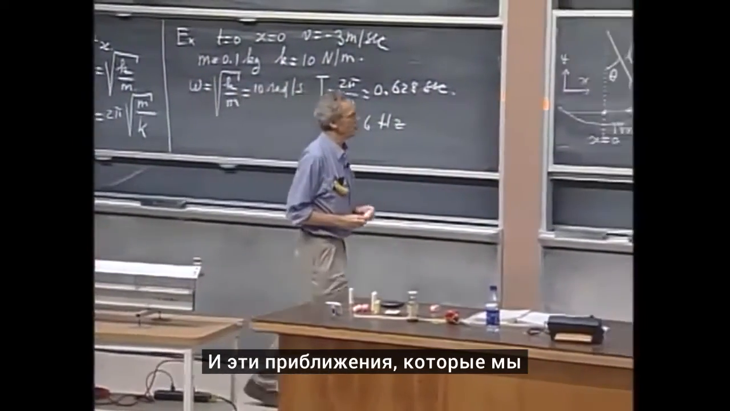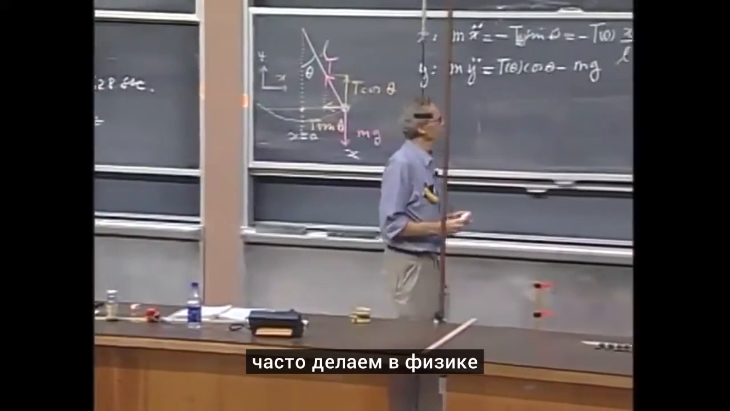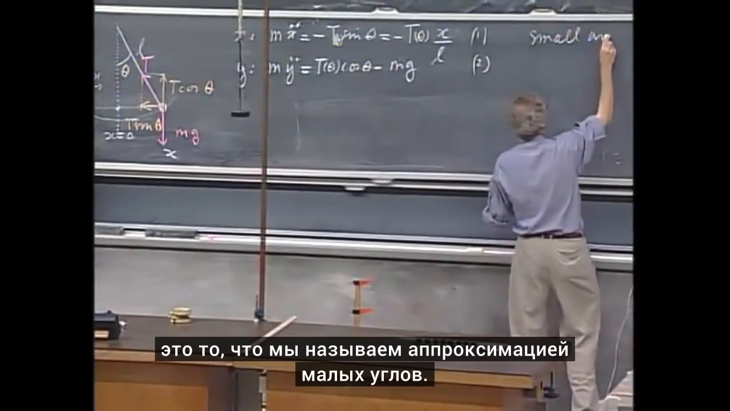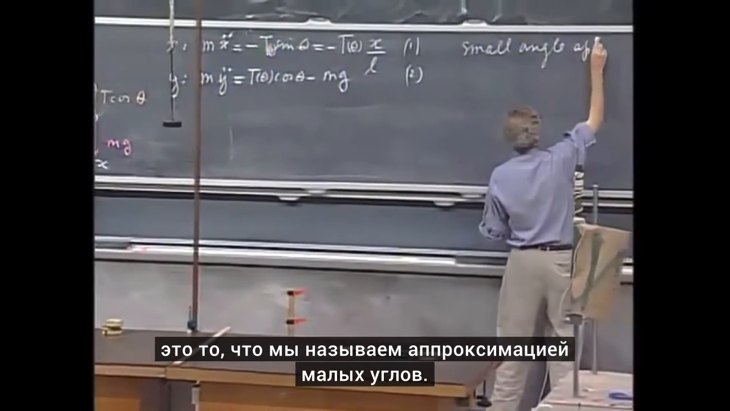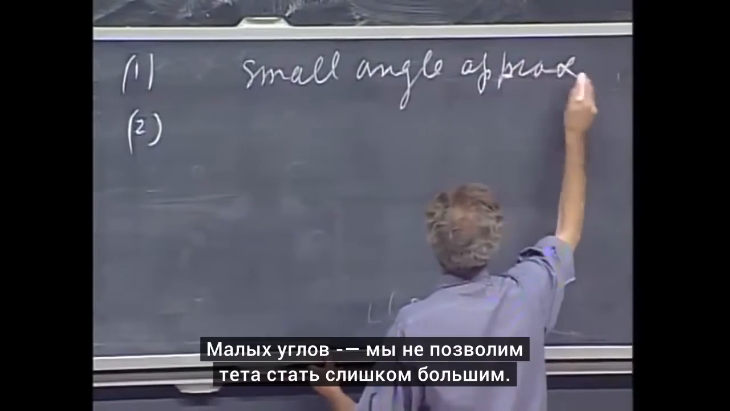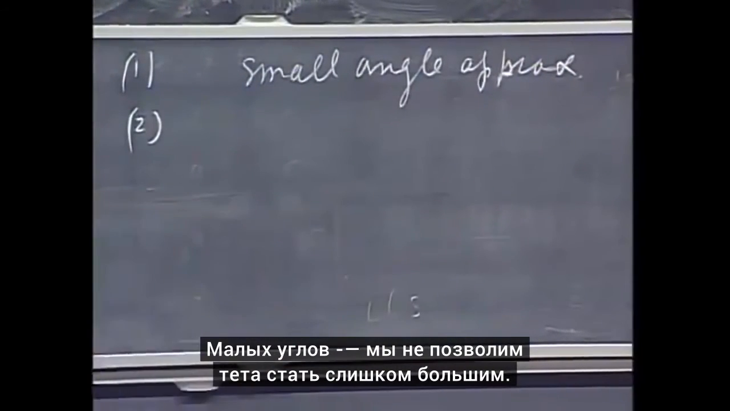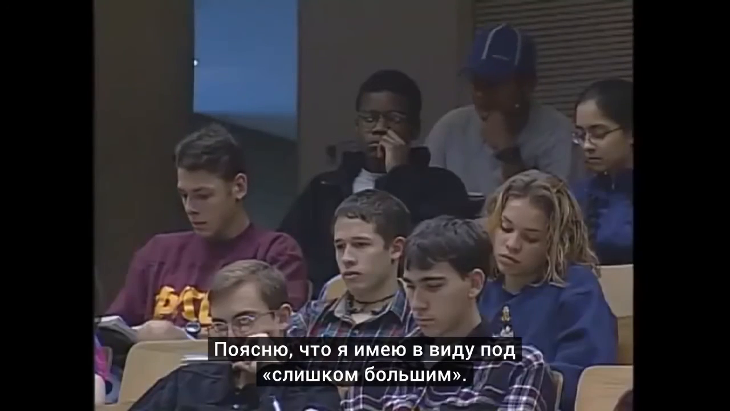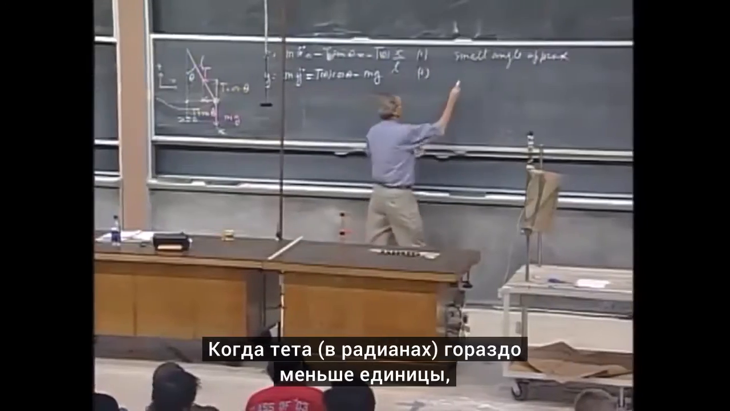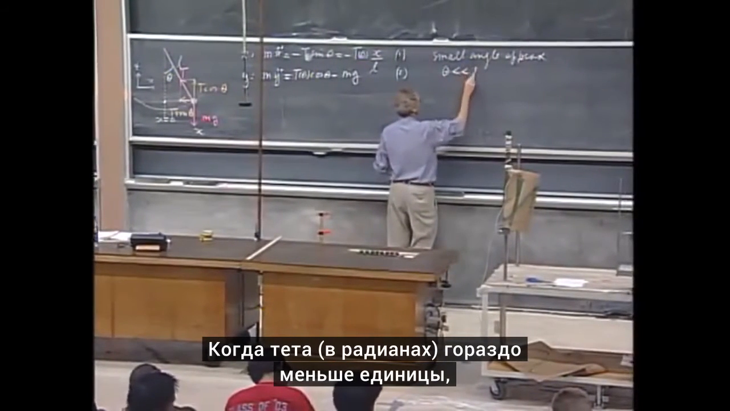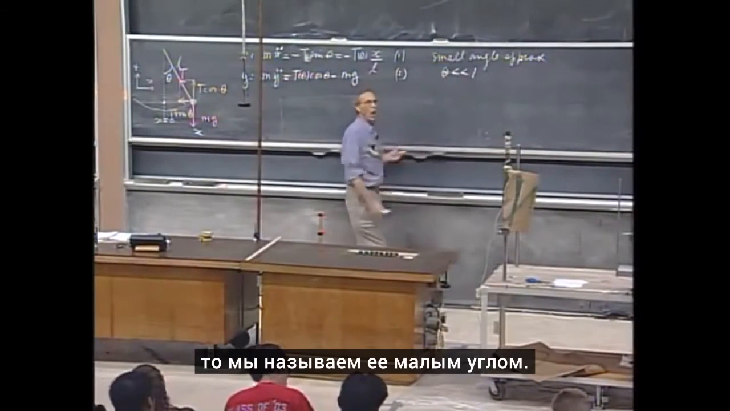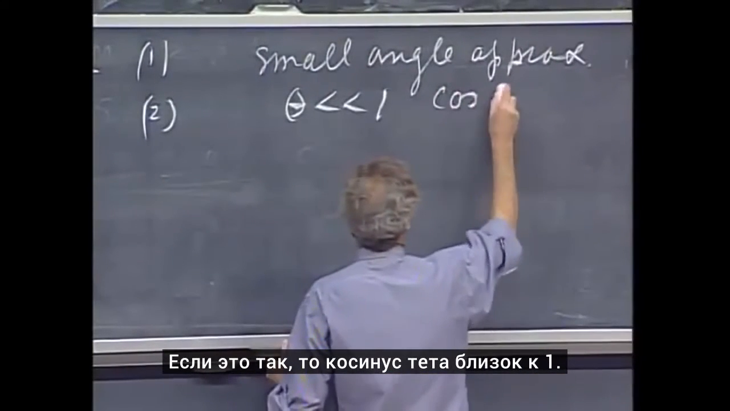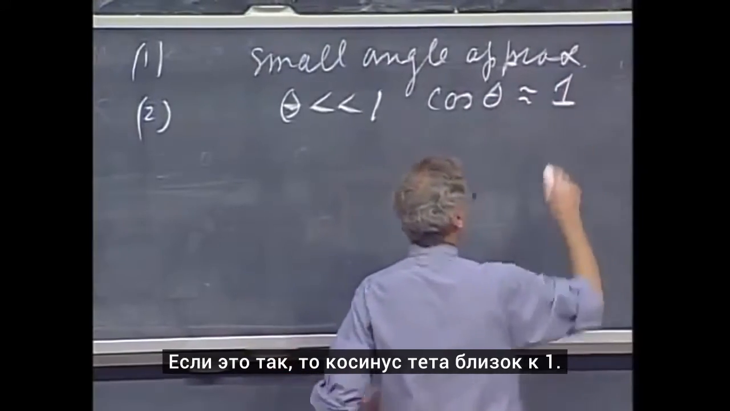And the approximations that we will make, which we will often see in physics when something oscillates, is what we call the small angle approximations. Small angle. We will not allow theta to become too large. I'll be quantitative about what I mean by too large. When theta, which is in radians, is much, much less than 1, we call that a small angle. If that's the case, the cosine of theta is very close to 1.